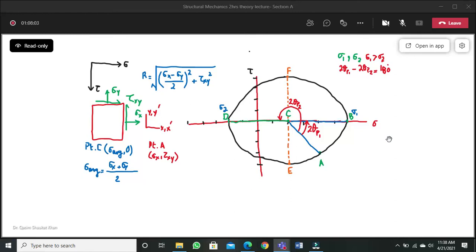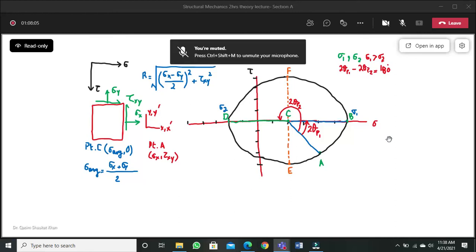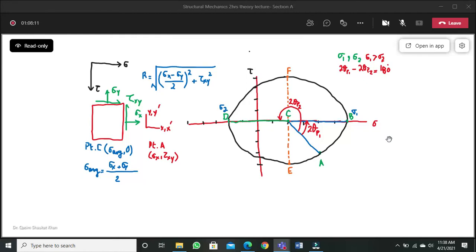Another point is that over this shear plane you have maximum shear stress, you have minimum shear stress, and you also see that the average normal stress is also acting over this plane. So my average normal stress is also acting over the shear planes.